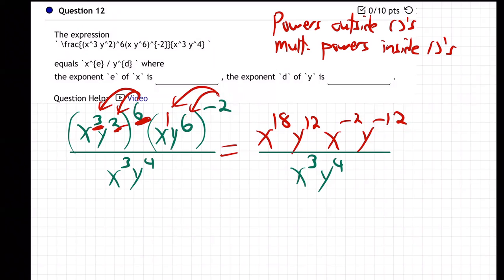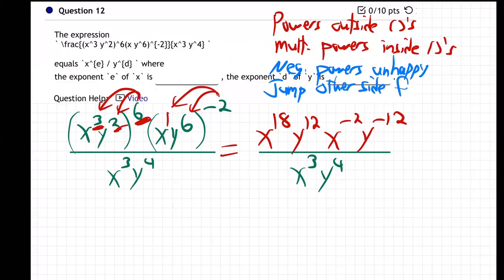Okay, now what's next? Next thing is to take care of the unhappy campers, the negative powers. Any powers that are negative are unhappy. Like somebody unhappy at their job, they're going to jump to the other side. So I'm going to write that and do that. So now, our negative powers are negative, they're unhappy. They jump to the other side of the fraction, then become positive, right? Then they're happy.